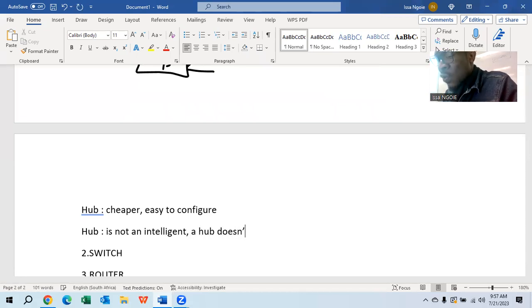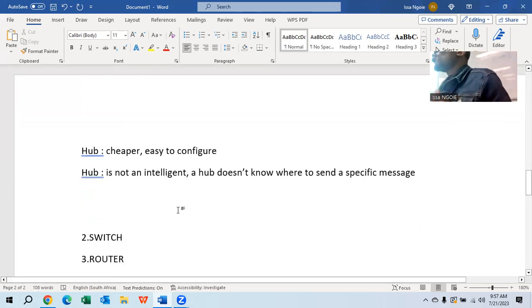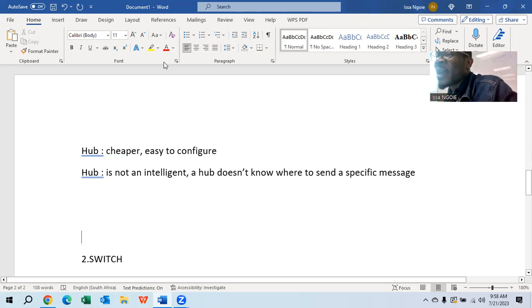A hub doesn't know where to send a specific message. What does it mean? When you are connecting your computers using a hub, if my PC wants to talk to your PC, because we are connected using a hub, my message will go to everybody who's connected to that hub. This is the drawback of a hub.